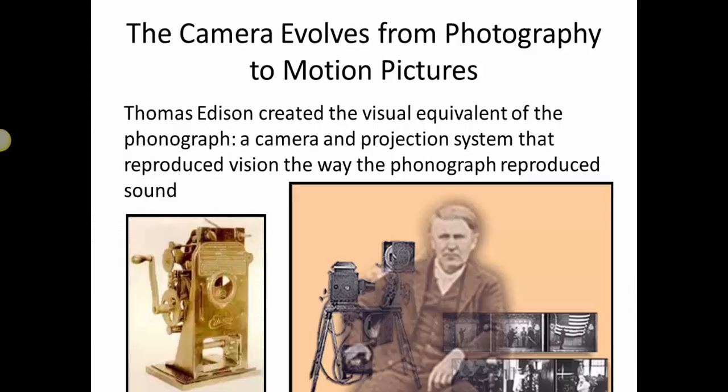American inventor Thomas Edison was able to take some of the technologies that had preceded and incorporate them into a system that was both a camera and a projector, and basically reproduced vision in the same way that the phonograph that he had previously invented reproduced sound. So this was a huge deal, and this is really when movies started taking off.